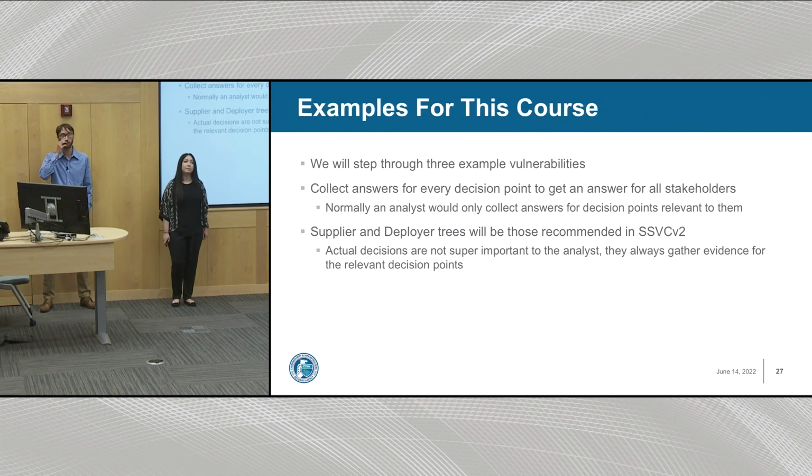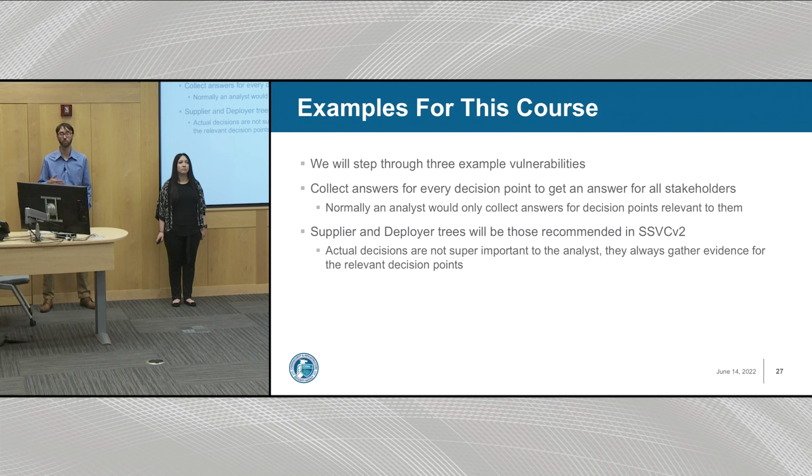So we're talking about examples for this course. We'll walk through 3 example vulnerabilities that are all from 2021. We'll demonstrate how you might collect answers and show how, for the supplier, you might have much more coarse access to information about public safety, whereas the deployer is going to have more information. But of course, we'll need an example deployer for that, and so on. So you'll have to apply that to your own environment or your own organization.